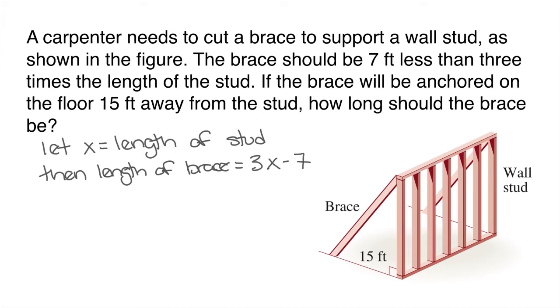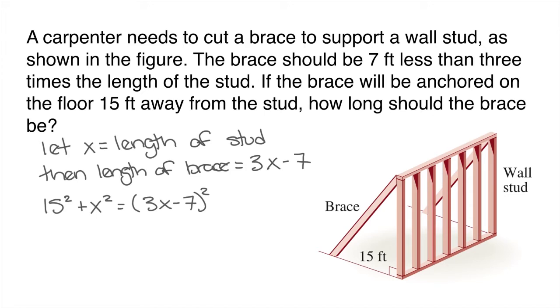The wall stud and the 15 feet length form two sides of a right triangle, and then the brace forms the hypotenuse of that triangle. So we can use the Pythagorean theorem, and we know that 15 squared plus x squared is equal to (3x minus 7) squared.